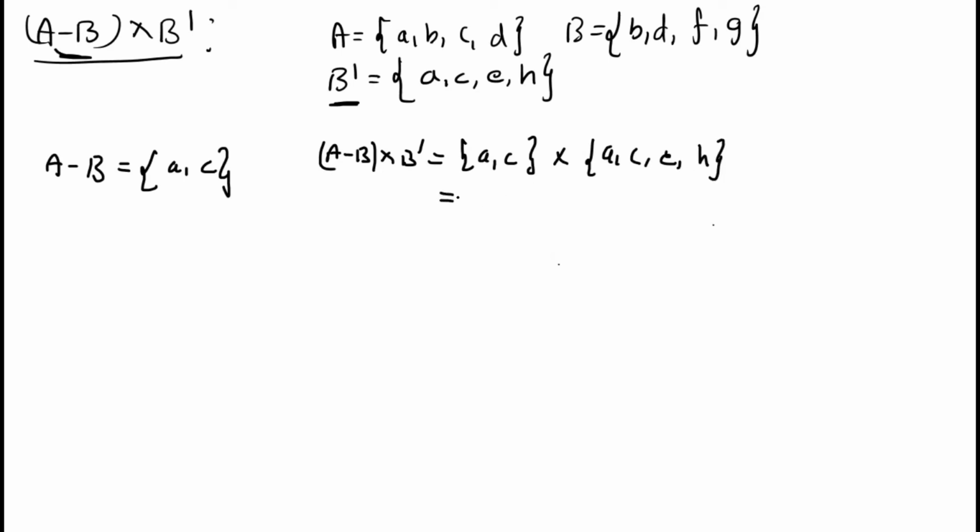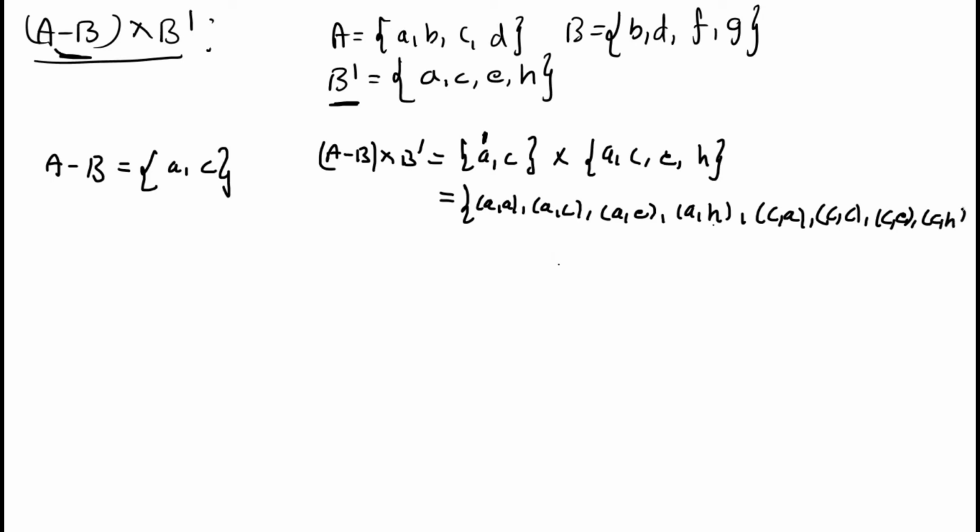Now multiply first with the first element. You need to cross, that means you need to pair A with each element of the second set. So you will get A comma A, then A comma C, then A comma E, and A comma H. Then C comma A, then C comma C, C comma E, and C comma H. See, first you need to pair A with each element, then pair C with each element of the second set. This is the required answer.